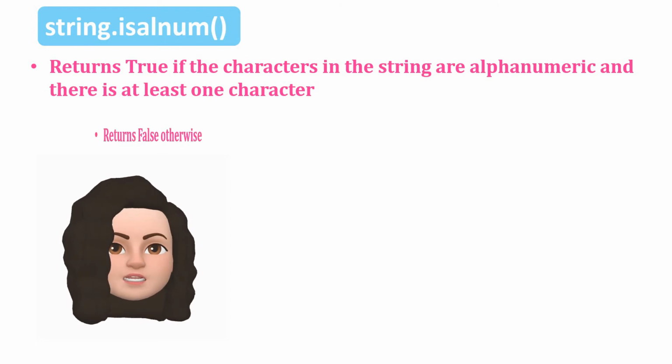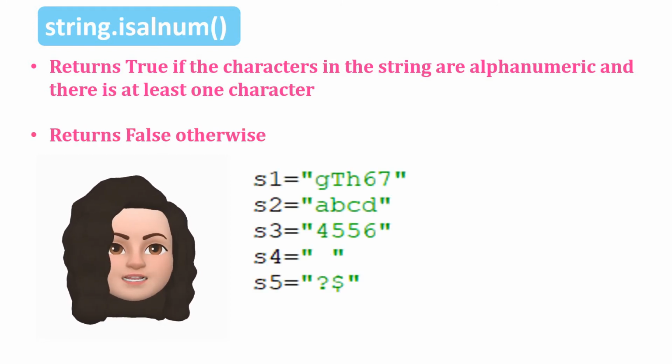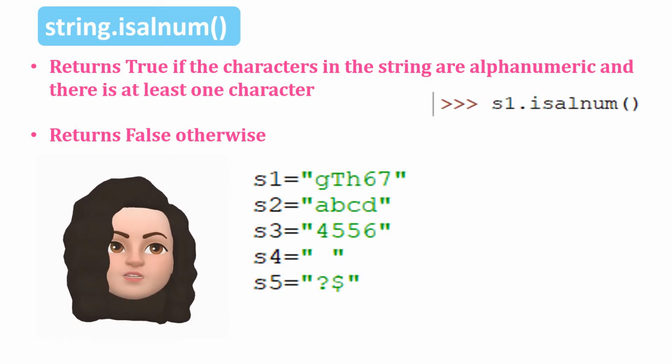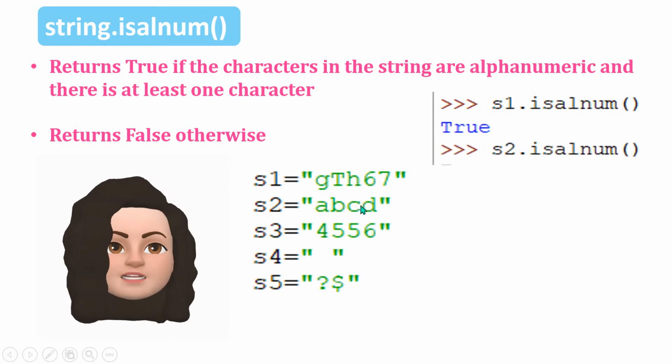Now have a look at these strings. S1 is equal to "GTH67", S2 is equal to "ABCD", S3 is equal to "4556", S4 is an empty string, and S5 is "?$". Let's check the first string, S1.isalnum(). This will return true because this string has alphabets as well as numbers. Now S2.isalnum() will give you true because it contains alphabets.